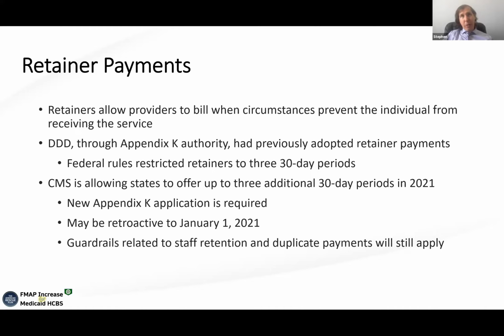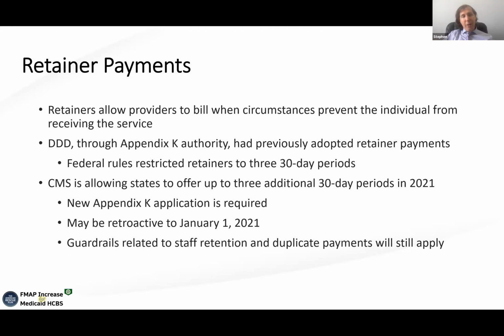DDD, like most states, although not all states, established those retainer payments, but there were federal rules around those. And one of those federal rules was that it could only be in effect for 3 30-day periods. And that's based upon historic disasters that the federal government has allowed these retainer payments to be billed for. So you can think about things like floods or hurricanes that have happened in other parts of the country that have really knocked services out for a period of time. So based upon what the federal government has historically seen for these disasters, they said 30-day periods is going to be adequate and appropriate. Of course, the pandemic is like something we haven't seen in many decades.